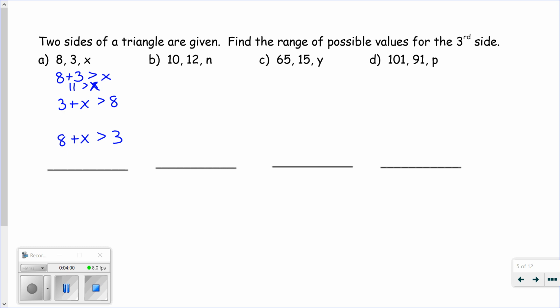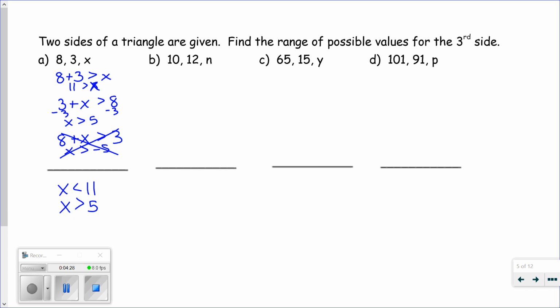So first of all, let's bring that down here. So I have x is less than 11. I'm just flipping it around. Right, if I solve this one, subtract 3 from both sides, I get x is greater than 5. So I'm going to record that down here. And then on this one, if I subtract 8 from both sides, I end up with x is greater than negative 5. Well, that really doesn't make any sense. With a triangle, we can't have negative side lengths, so I'm going to stick with these two.